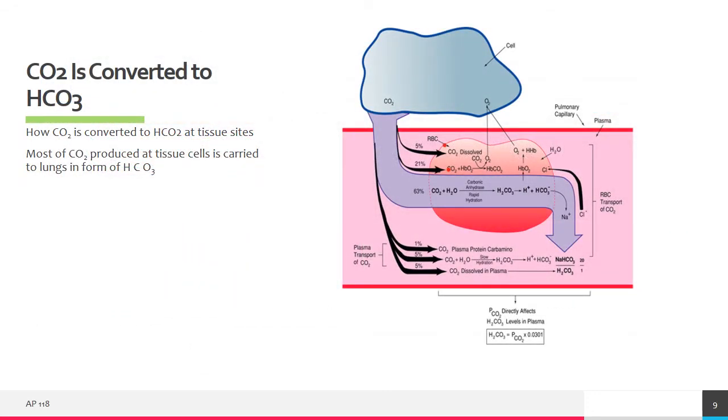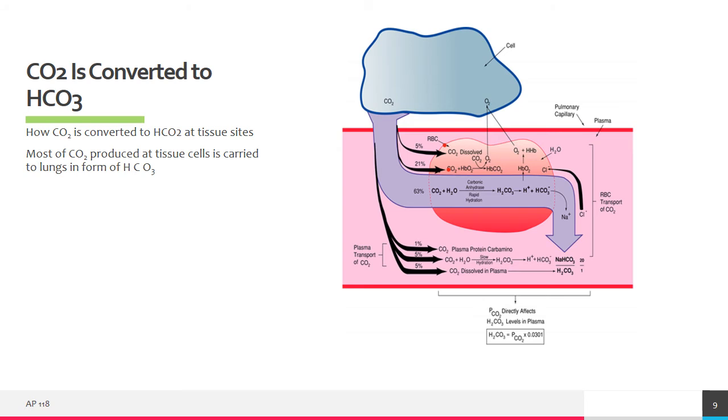In the plasma, it's transported in 3 different ways: carbamino compound, or bound to protein, bicarbonate, and dissolved CO2. Although relatively insignificant, about 1% of CO2 just dissolves in the plasma and chemically combines with protein or amino groups. This forms a carbamino compound.